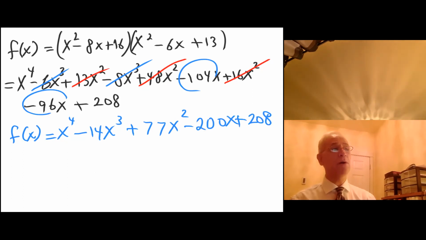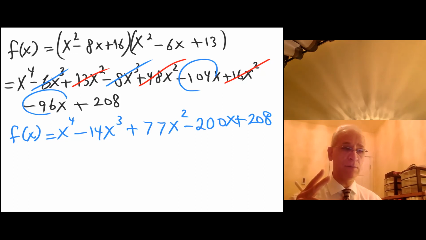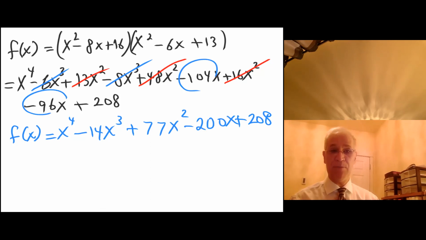So this is a polynomial of degree 4 that has the roots of 4 with multiplicity of 2 and the complex roots of 3 plus 2i and 3 minus 2i.